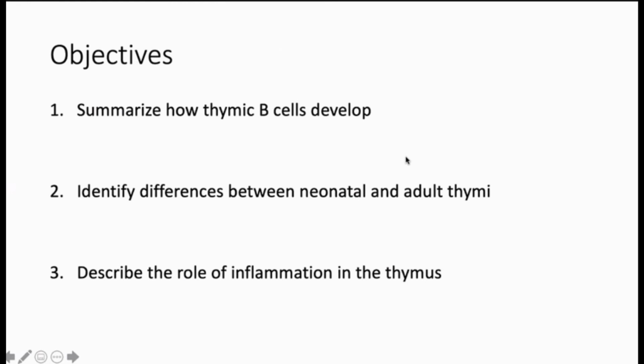And my objectives are to summarize how thymic B cells develop within the thymus, to identify differences between neonatal and adult thymi, and to describe the role of inflammation in the thymus.